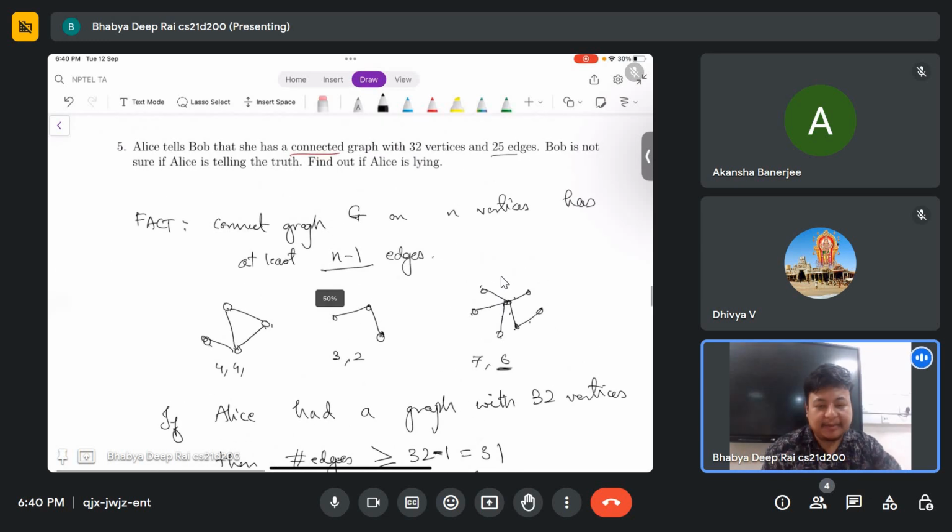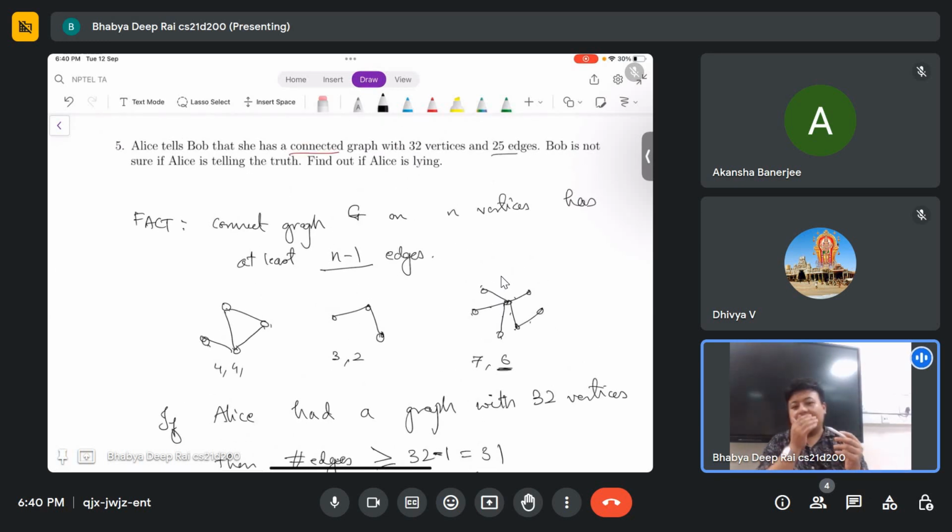Please let me know if there is anything here you do not understand. The main fact, the theorem, is that if a graph is connected, then it should necessarily have at least n minus 1 edges if it has n vertices. But Alice's graph has 32 vertices, so she should have at least 31 edges. That's the idea.